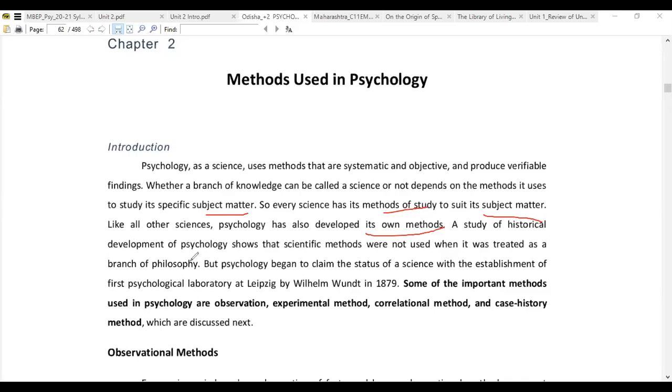A study of the historical development of psychology shows that scientific methods were not used when it was treated as a branch of philosophy. Particularly in India, it was first introduced as a part of philosophical study, and then it emerged into a separate field. But in modern times, in the 19th and 20th centuries, psychology claimed to be a scientific study, and after the establishment of William Wundt's laboratory in Leipzig, scientific psychologists gave importance to psychology as a scientific study, coming to the status of a science.